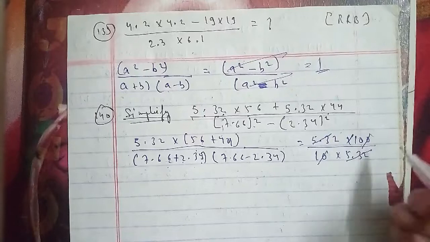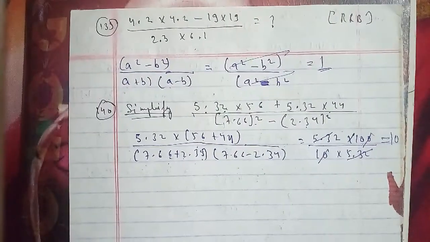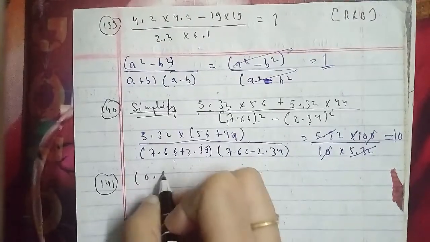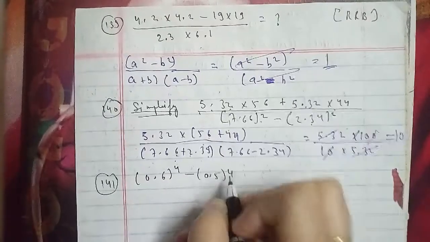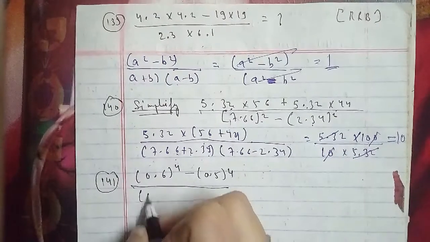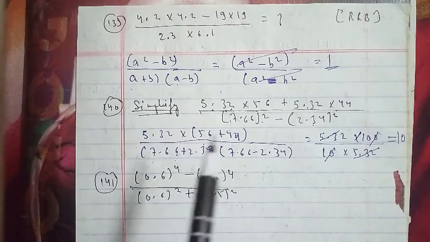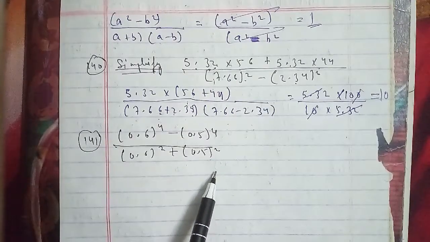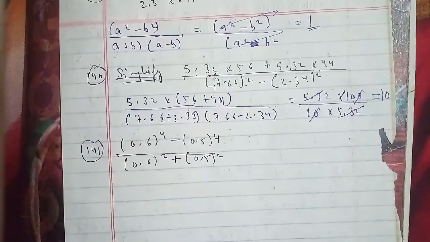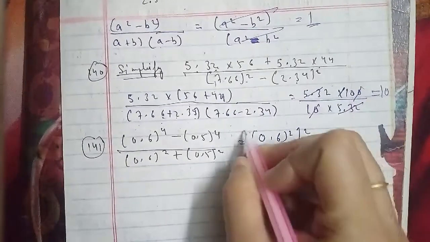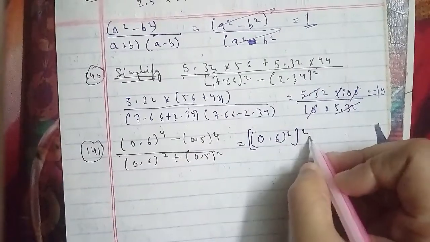We'll just do it here only. That is 0.6 square whole square, we can just break it out, this 4 power, minus 0.5 square, upon 0.6 square plus 0.5 square. Here the power was 2, that's why I have broken this power of 4. We will go ahead further. 0.6 square plus 0.5 square, that is a square plus b square, we do a plus b, so that is in the form of 0.6 square is a and 0.5 square is b. Then 0.6 square minus 0.5 square upon 0.6 square plus 0.5 square.